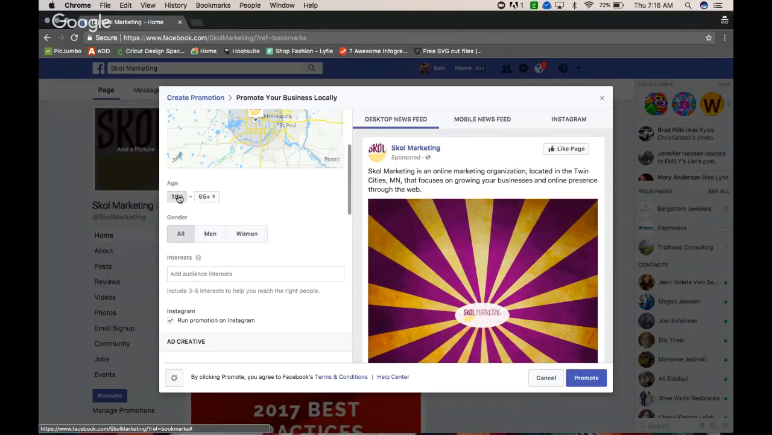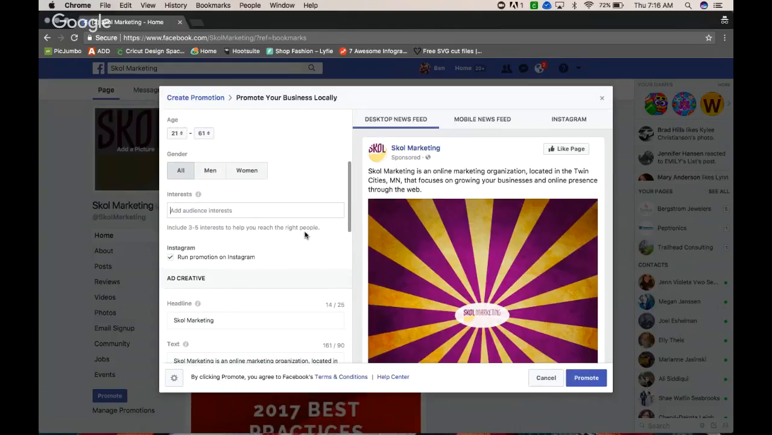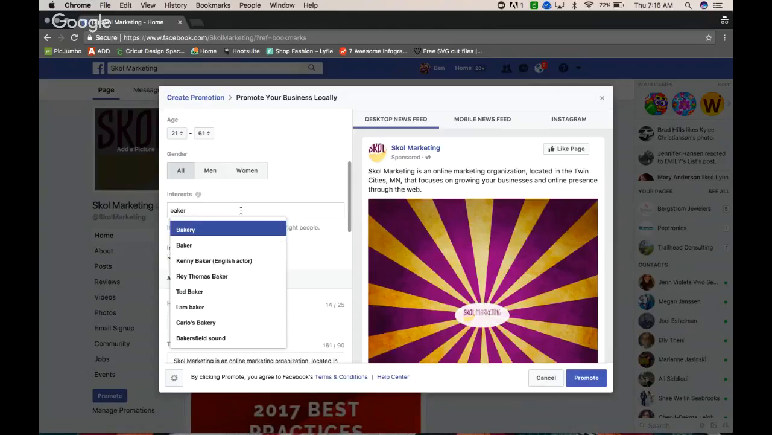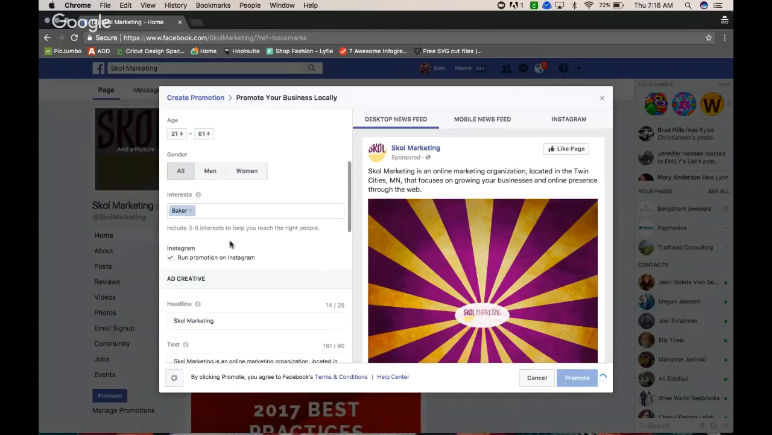Now, we did this with boosting. Again, we have the different ages that we can go after. We can go after the different genders. And then, like we talked about, we can go after different interest levels. Now, on the interest levels here, it recommends 3 to 5. We don't have as much functionality here as we did in boosting, so we can't do the narrow, we can't do the exclude. These are just some basic interests that we want to do.